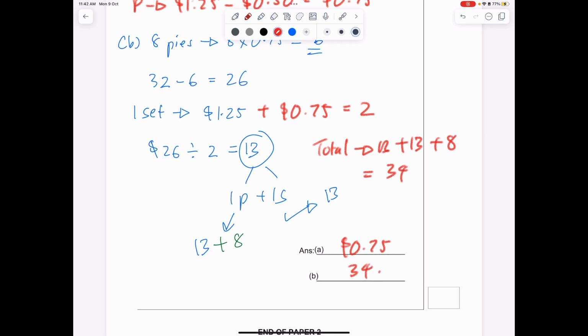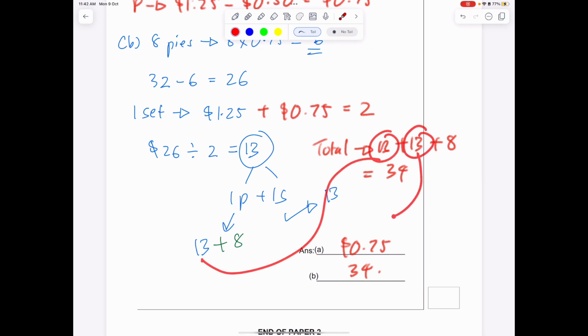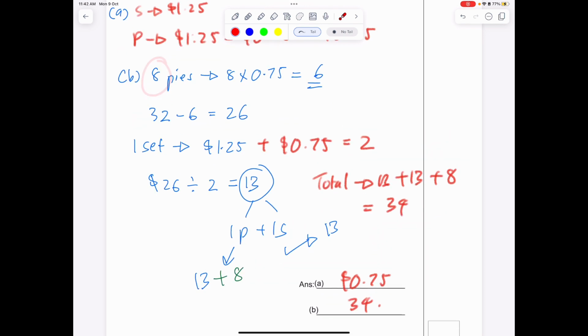Okay, once again, where did I get my 13 from? Over here. Where did I get my 13 from? From here. Where did I get my 8 from? From here, because I subtracted 8 to make them equal. So I must add back.